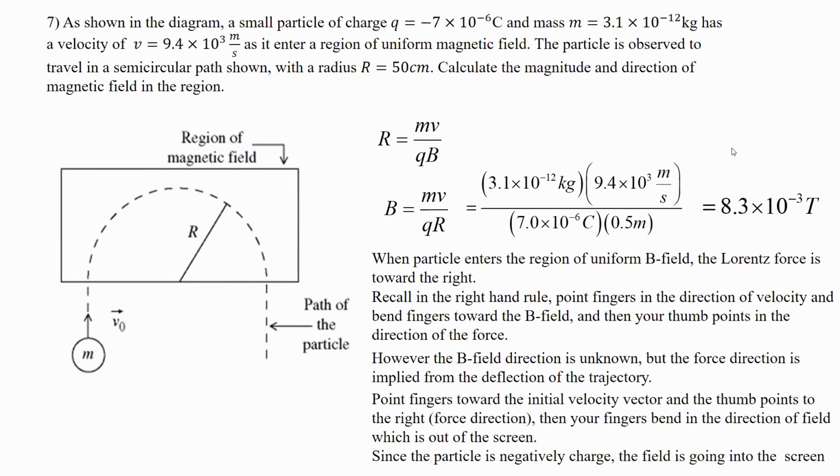So in this case, you point your fingers toward the initial velocity vector, and then your thumb points to the right. That's just the force direction, and then your fingers will tell you the direction of the magnetic field, which, based on what I just said, is out of the screen. But since the particle is negatively charged, we reverse, we do a 180, and so the field, in fact, is going into the screen. A little bit tricky here.